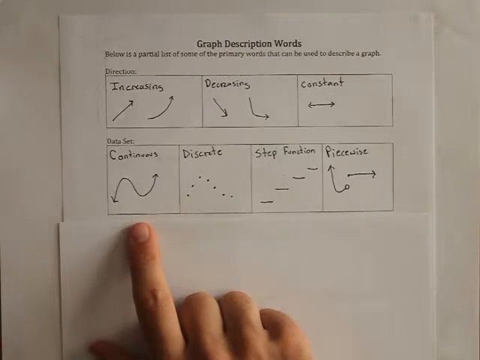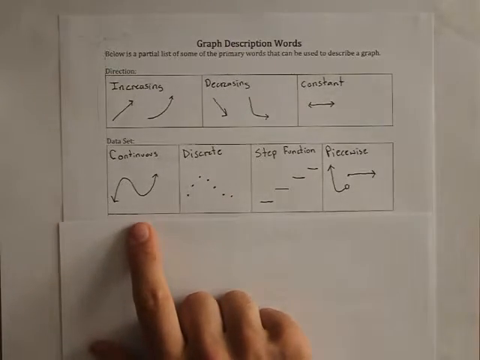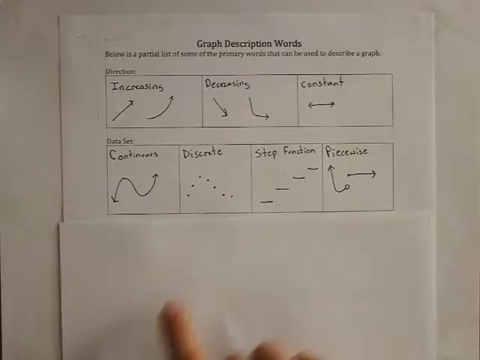Something like this would often be anything that's connected, like a line or a parabola, things modeling that would reach every value, like temperature during the day. You would have a high and you would have a low every day, and you would hit every temperature in between the two. So something like that would be continuous.